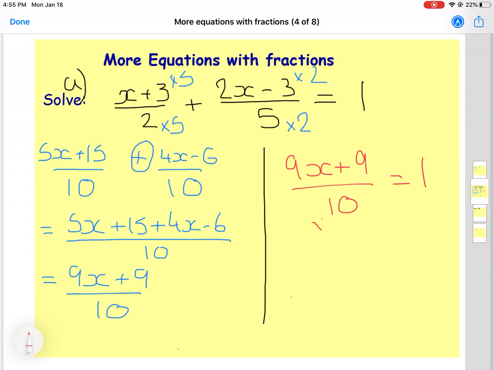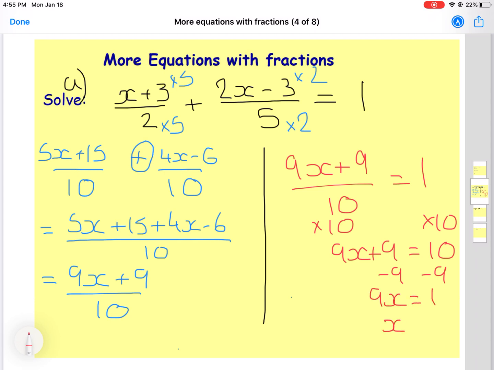To solve this then, we have to get rid of the fraction, so times both sides by 10. That is 9x plus 9 equals 10. Take away 9, so 9x is equal to 1. And finally divide by 9, so x is 1 over 9.